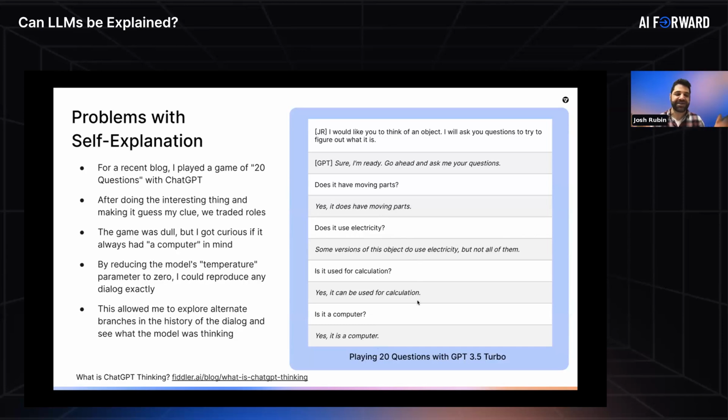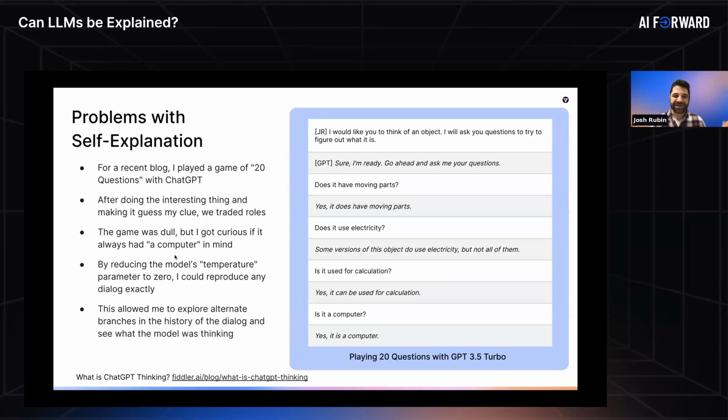So it's the most basic game of 20 questions you could play. But I got curious whether the model had any clue what its clue was before the last turn. And so I reduced the model's temperature parameter to 0 to get it to be deterministic.